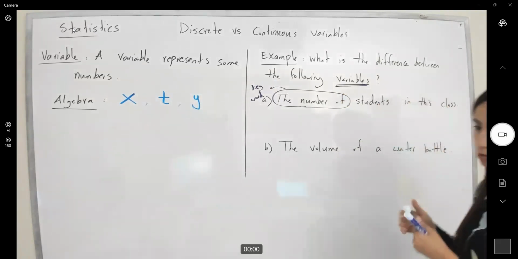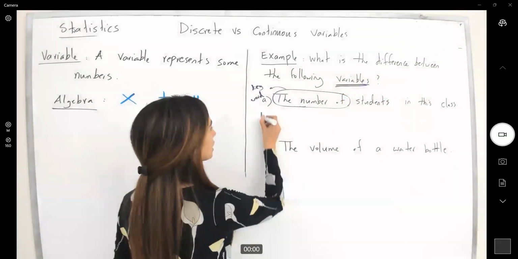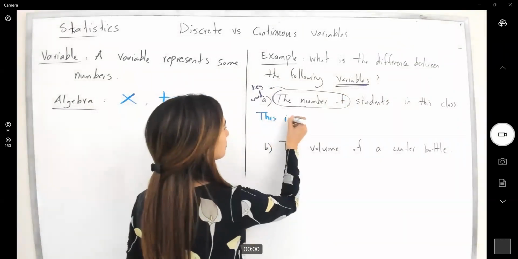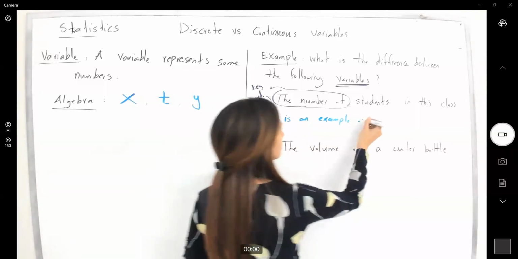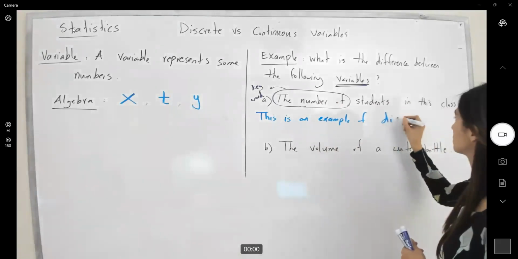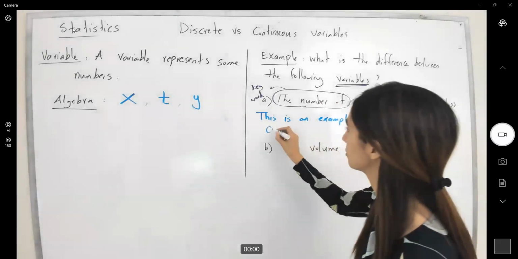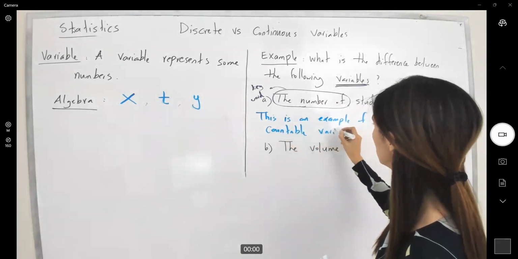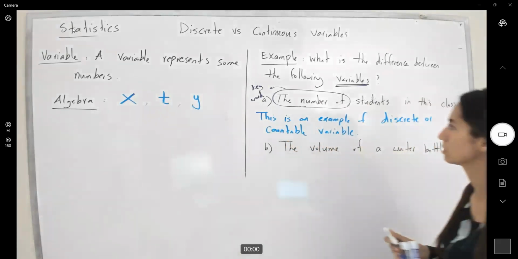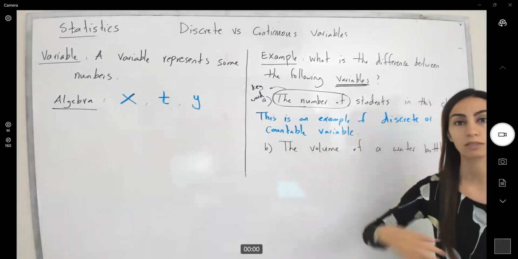So the answer that you're going to write is, this is an example of a discrete or countable variable. Okay, that makes sense. I can count it. 1 student, 2 students, 3 students, and so on.